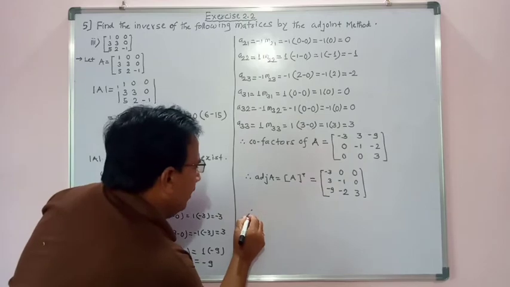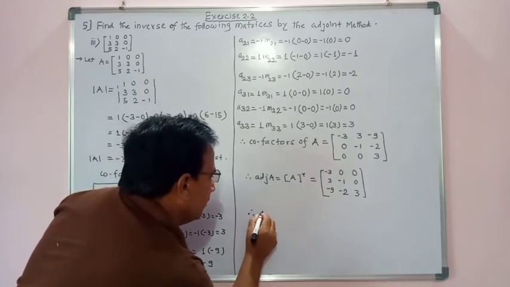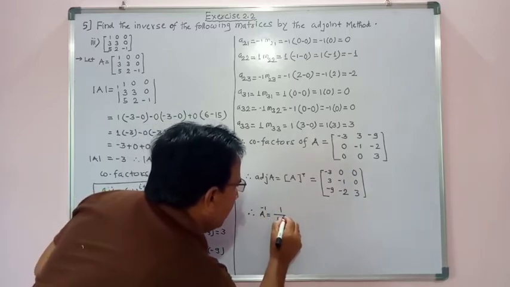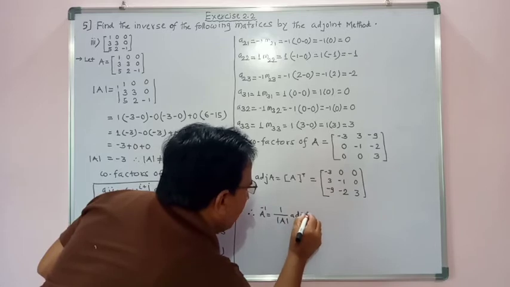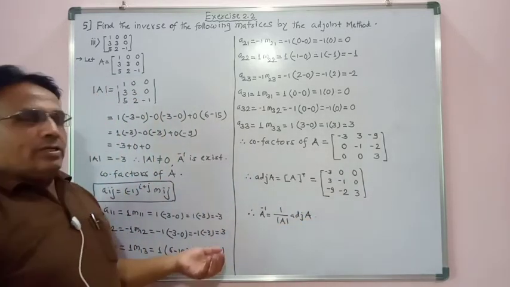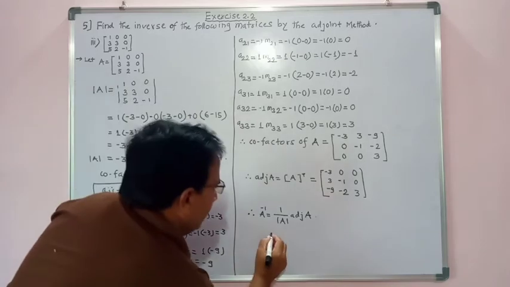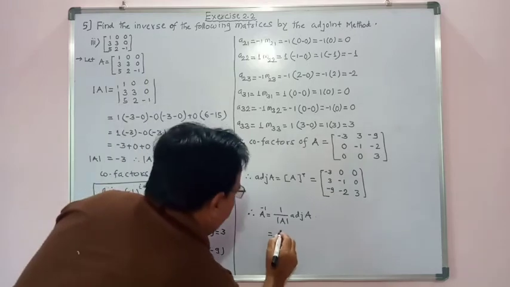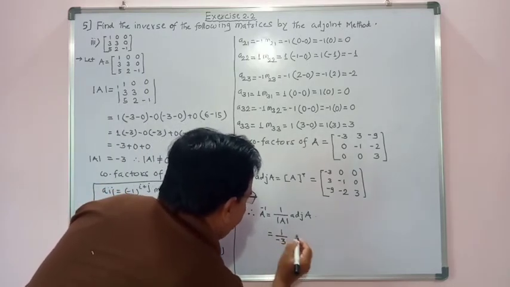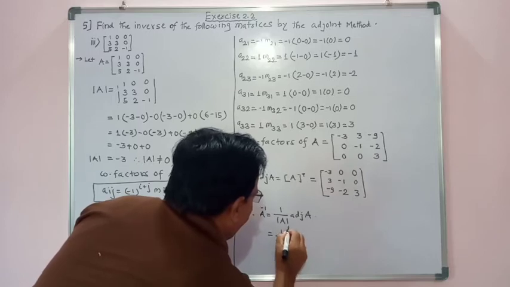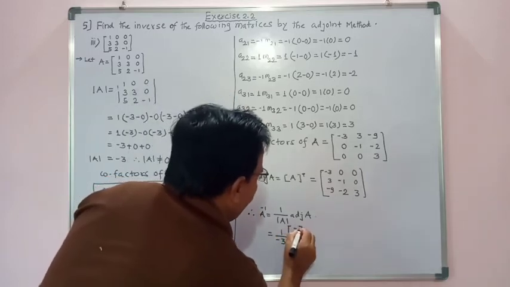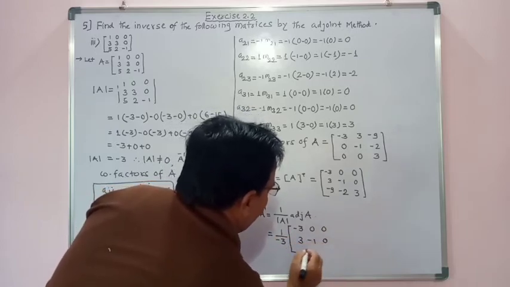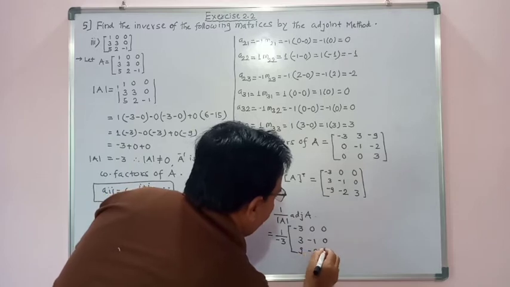Therefore, find the inverse matrix. A inverse equals, we use the formula, 1 by determinant A into adjoint A. The value of determinant A is minus 3. So 1 by minus 3 into adjoint A. The value of adjoint A is: minus 3, 0, 0; 3, minus 1, 0; minus 9, minus 2, 3.